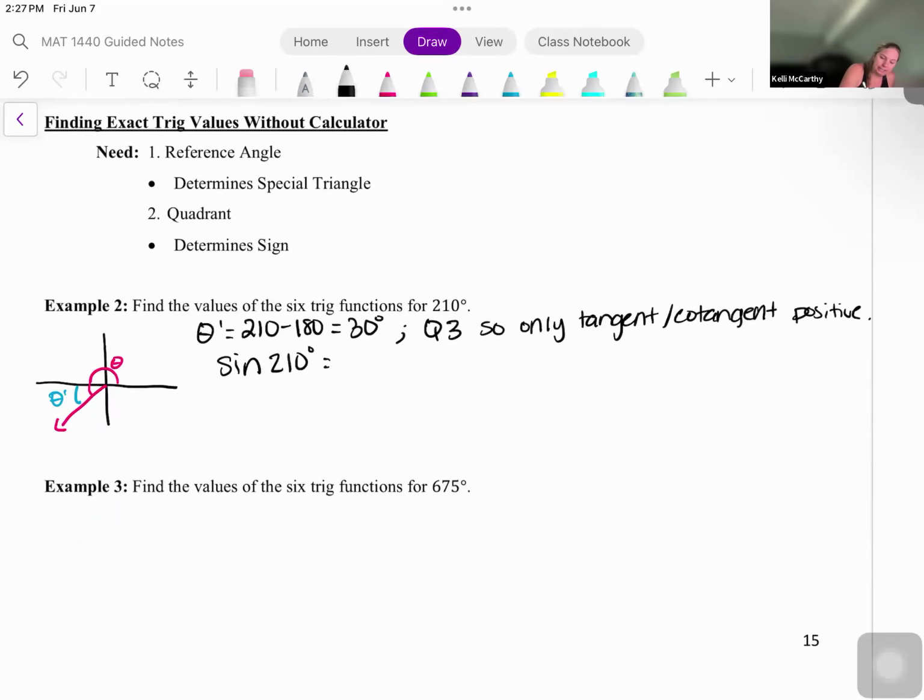Sine of 210 is going to be negative 1/2 because, again, only tangent and cotangent are positive. Cosine of 210 degrees, and I'm looking at that 30-degree row in that table. Cosine of 210 degrees is negative square root of 3 over 2. Tangent of 210 degrees is equal to square root of 3 over 3. Again, tangent's positive because we're in quadrant 3.